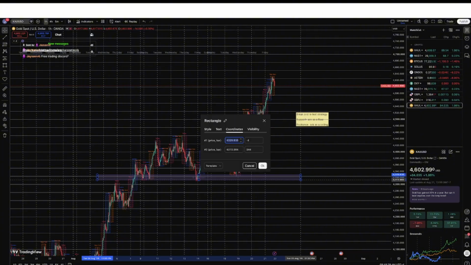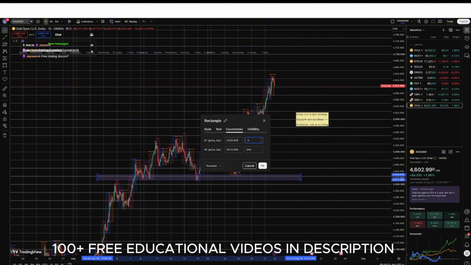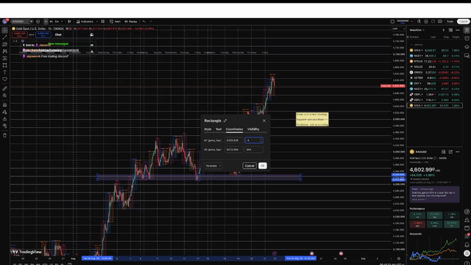This is honestly also a cheat code on how you can extend your boxes and your zones all the way without having to physically do it. You just go to coordinates, put minus 100000, then 100000, like this.